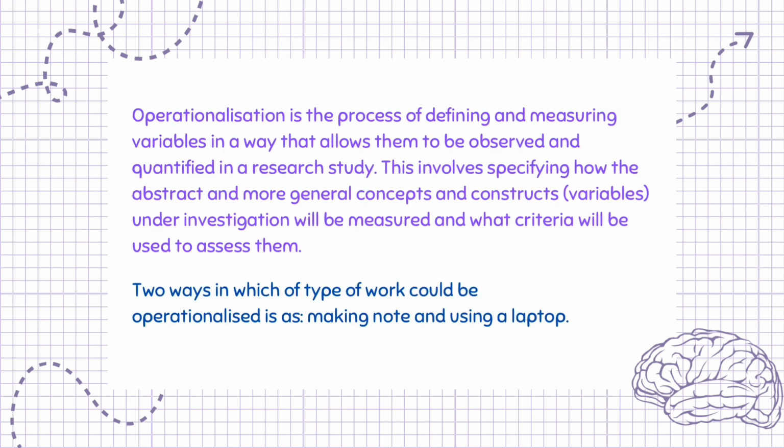Operationalization is the process of defining and measuring variables in a way that allows them to be observed and quantified in a research study. This involves specifying how the abstract and more general concepts and constructs, variables, under investigation will be measured and what criteria will be used to assess them. 2 ways in which type of work could be operationalized are making notes and using a laptop.